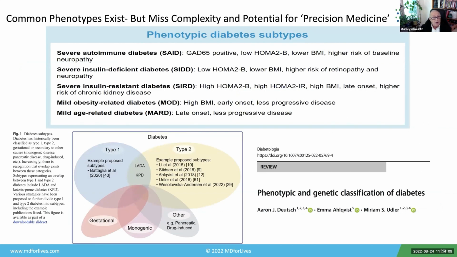Now, in an article just published, there are common phenotypes that exist. You can see that here. I'm not going to read it in detail, but this is, if you will, too simplistic. It doesn't address the variations that I implied exist by the multiple genes, the multiple types of insulin resistance, the multiple types and degrees of inflammation, and environmental factors.